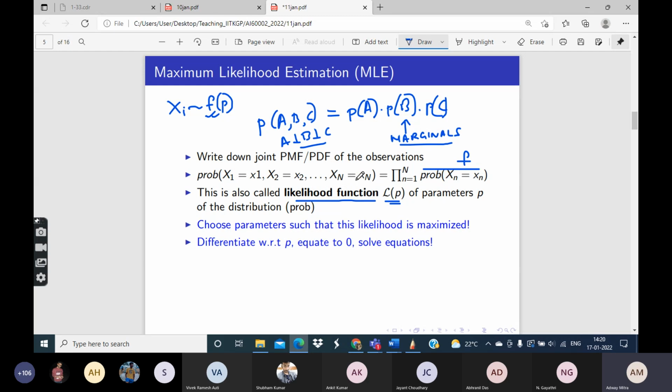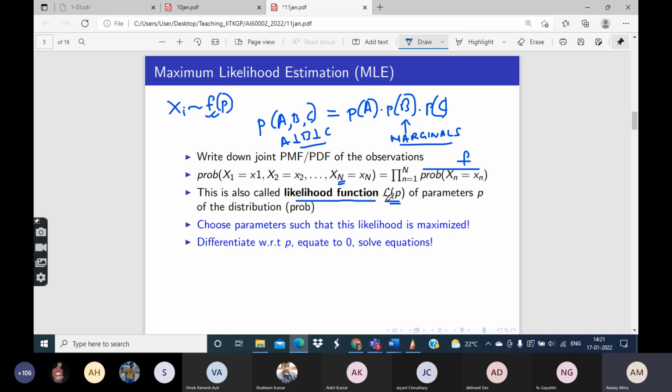Something which is very rare can also be observed, but since we have a large number of observations, the entire thing is based on the assumption that n is large enough. If n is small, then all these things will not make any sense, and in that case we have to do something else. But assuming that n is large enough, we can assume that the event that we have observed is a fairly common event, and hence its probability also must be high.